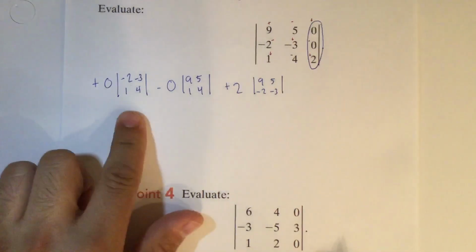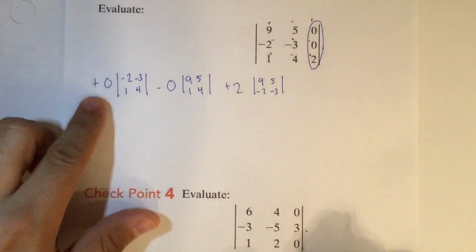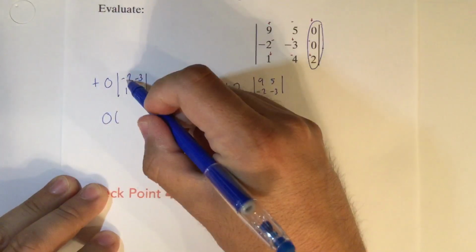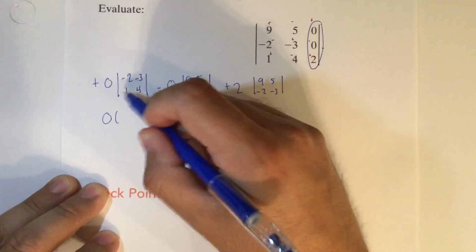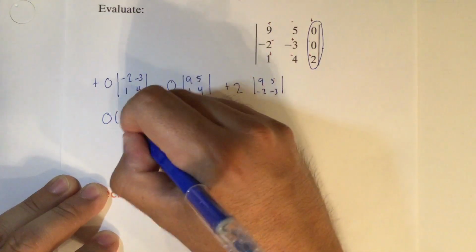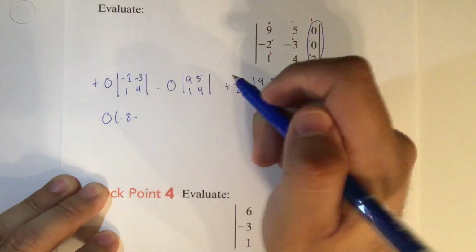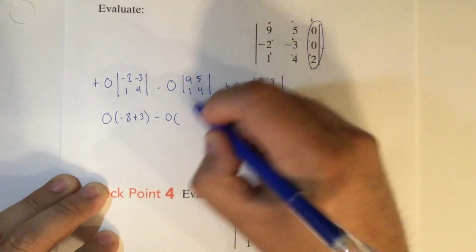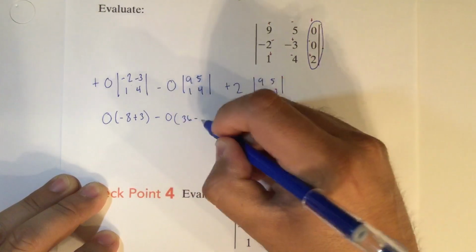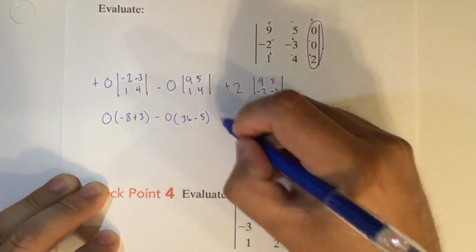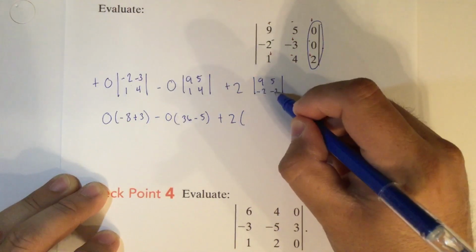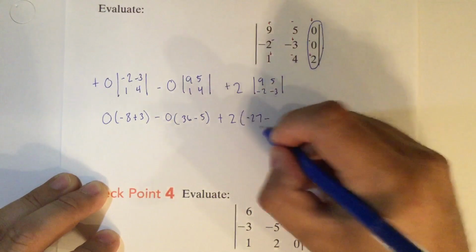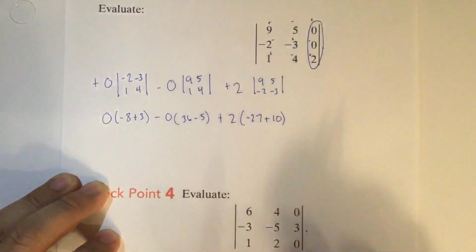Now, what this allows you to do when you have the most zeros is this. Regardless of whatever this determinant number comes out to be, it's going to be 0 because 0 times anything is 0. So I'm just going to work it out either way. So we do diagonal multiply and we subtract. So -2 times 4 is -8, minus 1 times -3 is -3, so this becomes positive 3. Minus 0, 9 times 4 is 36, minus 1 times 5, which is 5. Positive 2 times 9 times -3 is -27, minus -2 times 5, which is -10, which becomes positive 10.